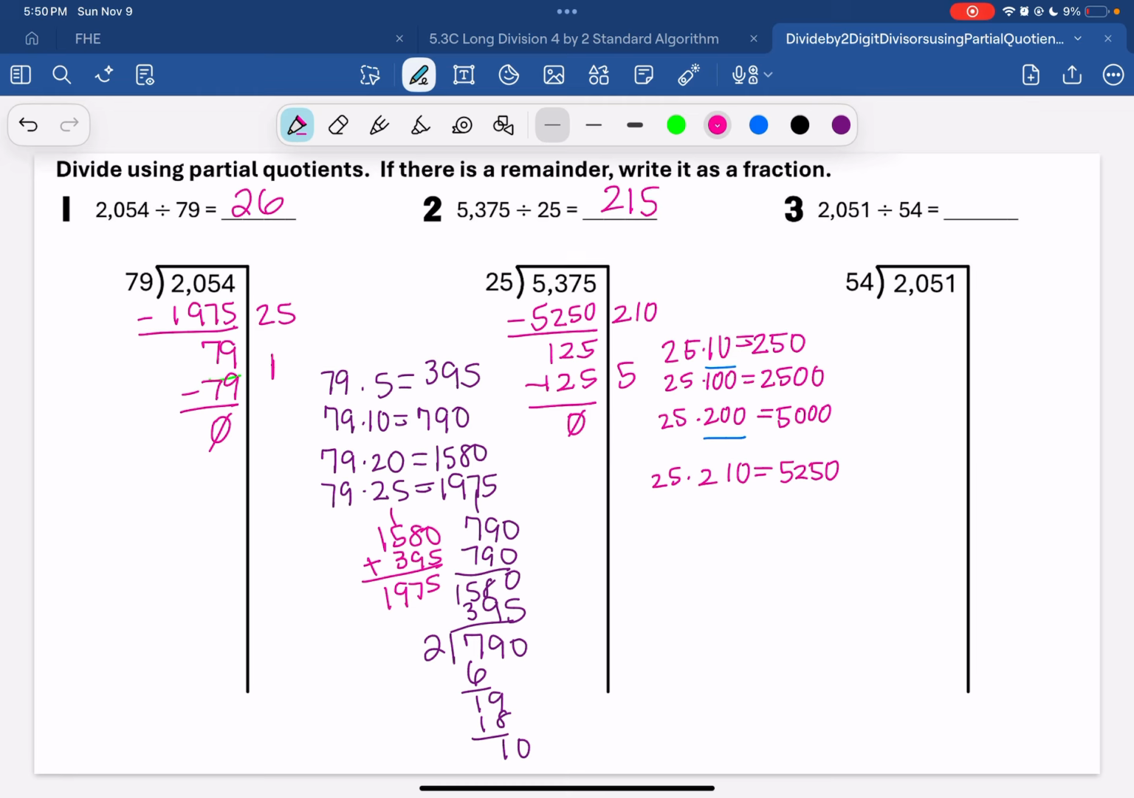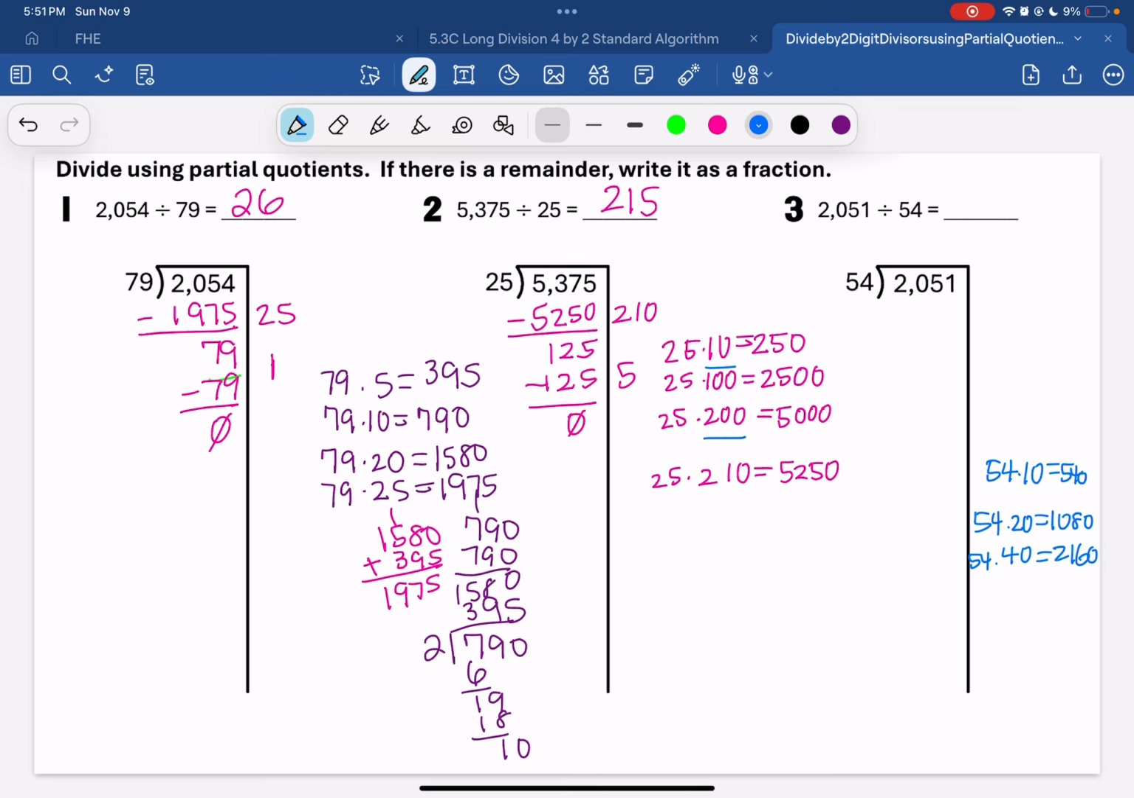Same setup. We're going to do groups of 54. So 54 times 10 is 540. I definitely could get bigger than that, so I'm going to double it. We'll double the 20 to get 40. And so now I need to double 1080. That'd be 2160. That's more than I need.